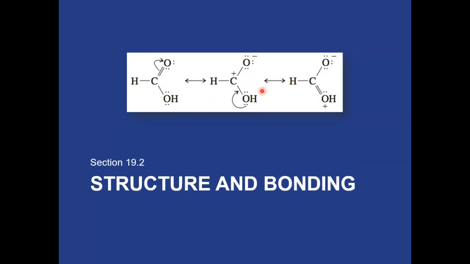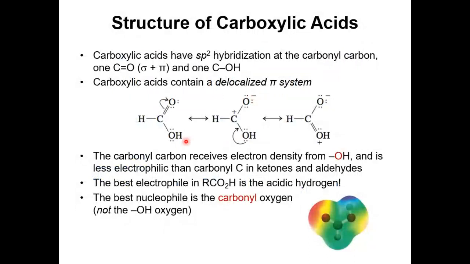So here are the 3 resonance forms you can write for formic acid. As you can see, you can write 3 resonance forms, which indicates that this carboxylic acid has a pi electron delocalized over a system of 3 atoms, meaning O-C-O. The pi electrons are fully delocalized over 3 atoms.